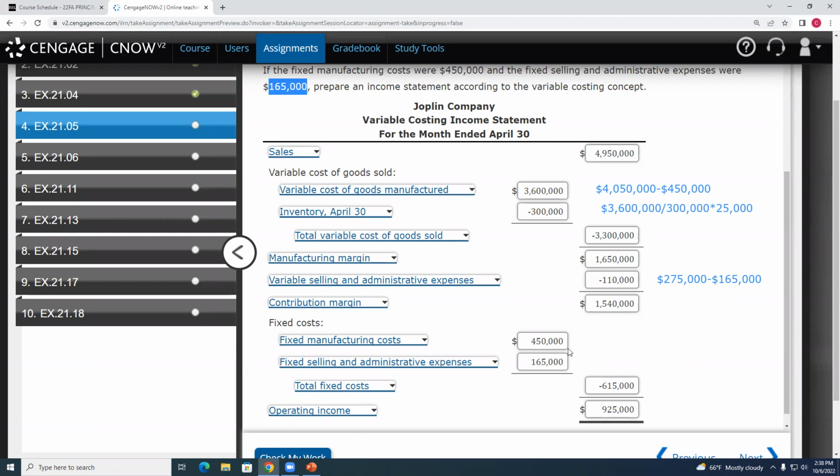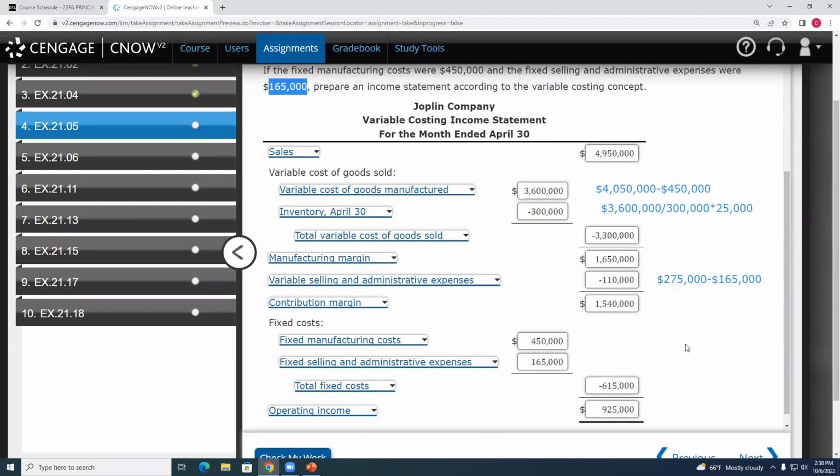Finally, we have our fixed costs. Both of these were given right there at the top of the screen. 450 for fixed manufacturing, 165 for fixed selling and administrative, total of 615,000. Subtract that from the contribution margin gives us our operating income of 925.